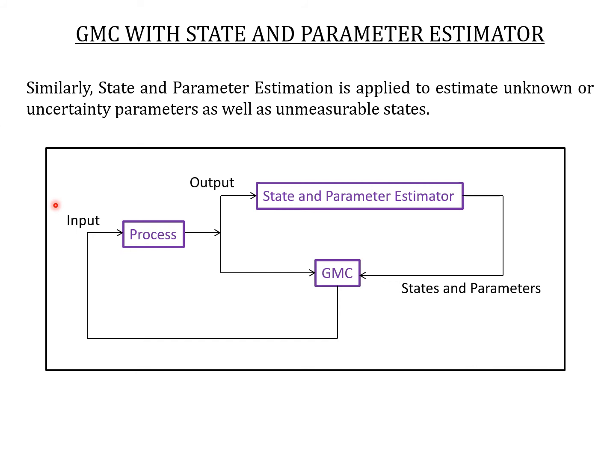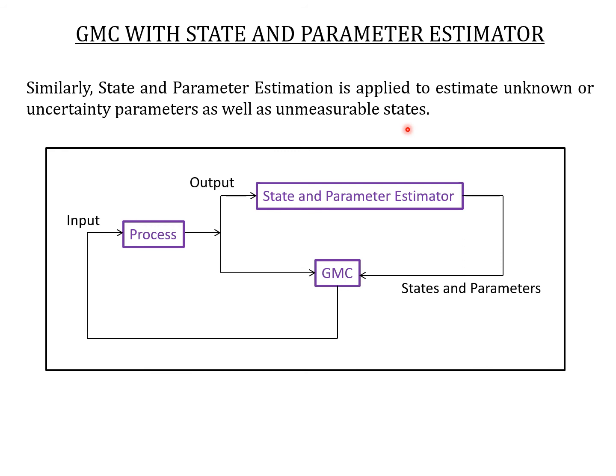So similarly, state and parameter estimation is applied to estimate the unknown or uncertain parameters as well as the unmeasurable states. If we have any of the states unmeasurable, we can use this state parameter estimation. Sometimes a state is measured, but some parameters inside it are not measurable, so we can also use state parameter estimation. Sometimes temperature we can measure, but the heat released in the exothermic equation we are not able to measure, so we may have to use a state and parameter estimator. Some coefficients that are needed, we may not be able to measure, so we have to use a parameter estimator.